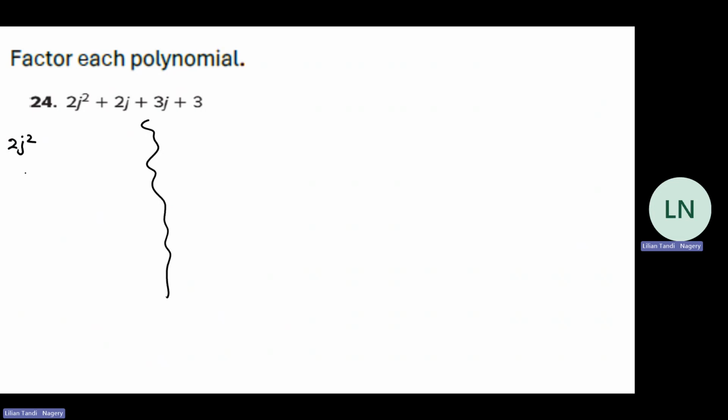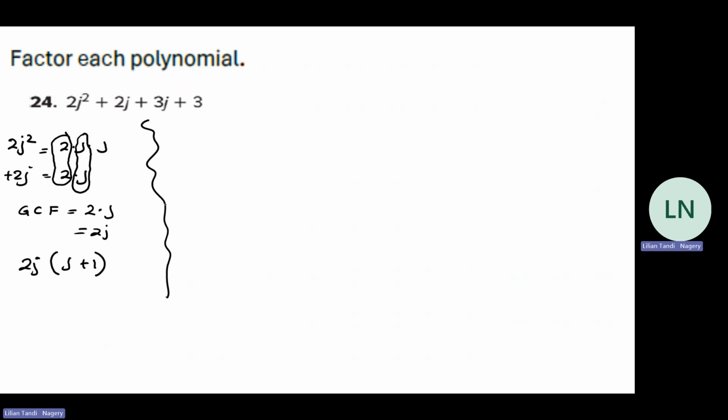Okay? 2j squared plus 2j, 2 times j times j, 2 times j. Greatest common factor is j. No, there is also 2. So there'll be 2 times j, which is 2j. So 2j outside, what is remaining? J, nothing is remaining, plus 1. Okay? Right.